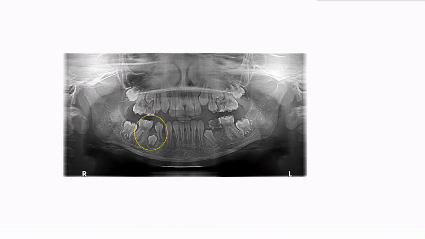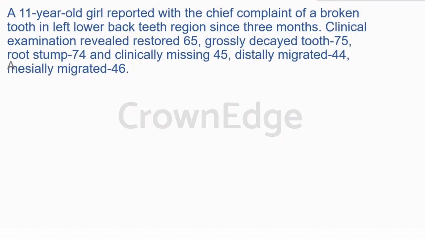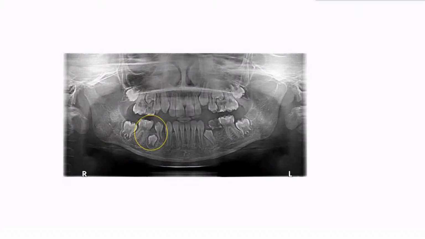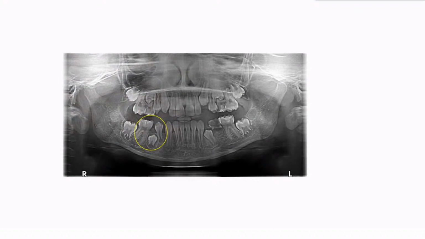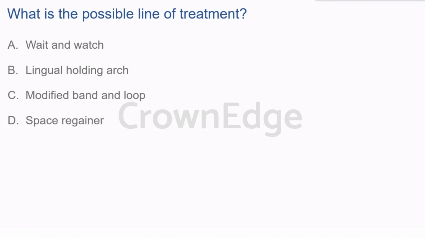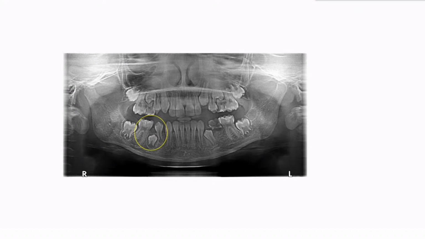So this is the clinical scenario that they've given to us. What is the question asked? What is a possible line of treatment? What will you do if a child comes to you at 11 years of age? What will you do at this stage? If you see an OPG image, especially with respect to this image, what will you be doing? What are the options given to us? You just wait and watch for the bicuspids to erupt, or you give a lingual holding arch, modified band and loop, or a space regainer. In this case, what will you be doing?